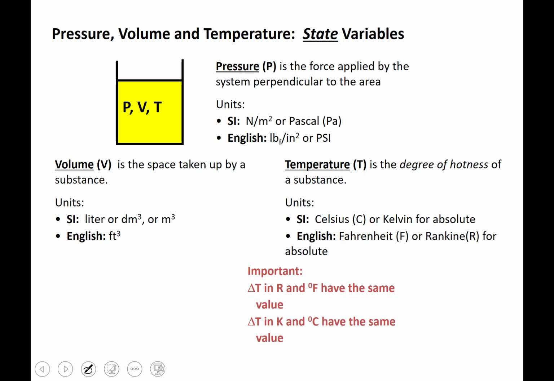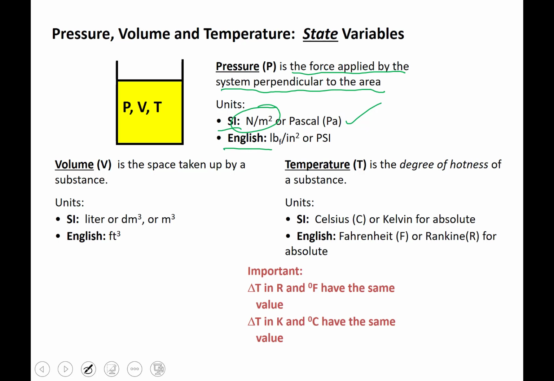So let's move on now. These are basic units that you need to be using in this class. We use a lot of them. I'm sure you're all looking at this and being relieved because you've seen it before. Pressure is the force applied by the system perpendicular to the area. We have units of Newton per meter squared, which is also called the Pascal, and this is the SI unit. In English units, we have PSI, or pound force per square inch.